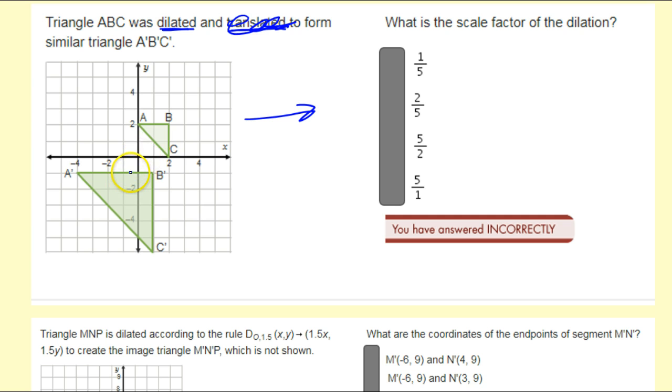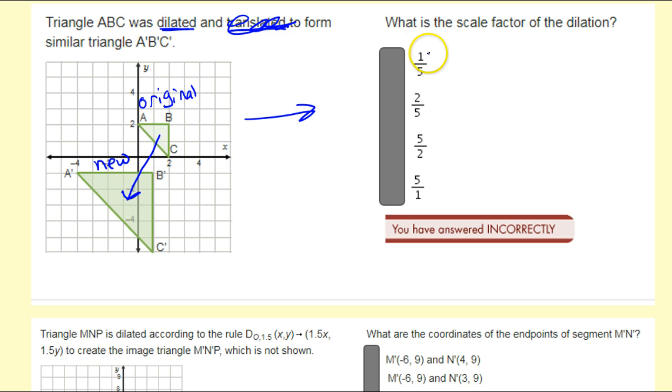As far as the dilation goes, if I want the scale factor, first of all, you have to understand which one of these is the original and which one is the new image. Of course, this one is the original, and this one is the new one. I can tell that because it has the primes, A prime, B prime, C prime. So this is going from small to big. It's getting bigger. That means my scale factor is going to be bigger than 1. So the scale factor has to be something bigger than 1.